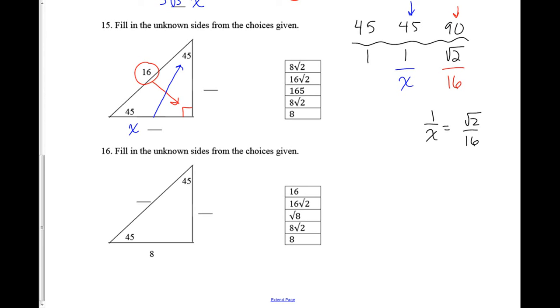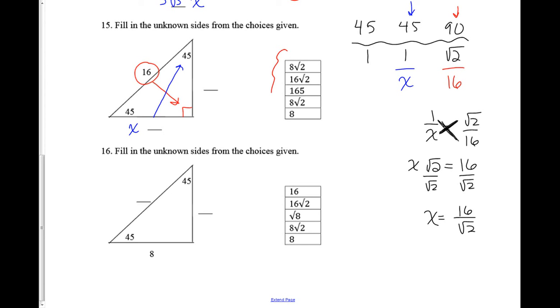And then I'm going to cross multiply. So I have x times the square root of 2, which is silly, but that's exactly what I have, is equal to 16. Now to get x all the way by itself, I need to divide by the square root of 2. And when I do that, I get x is equal to 16 divided by the square root of 2. At this point, I look at my answer choices.